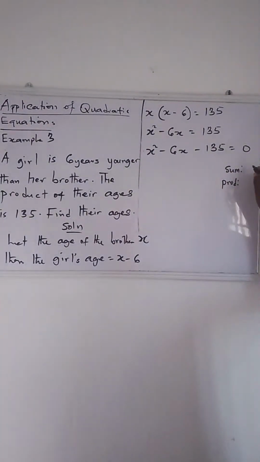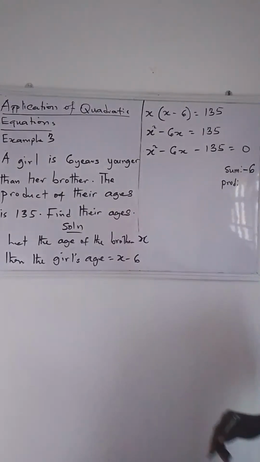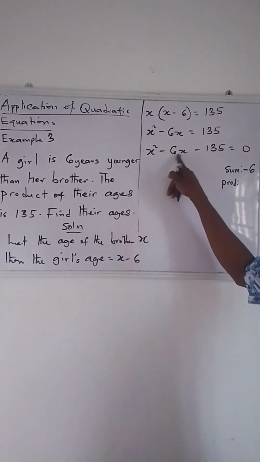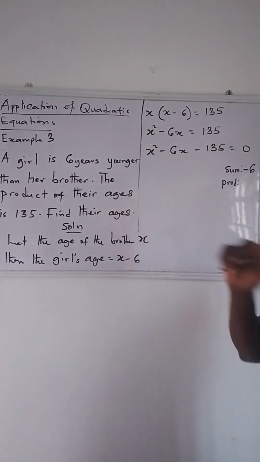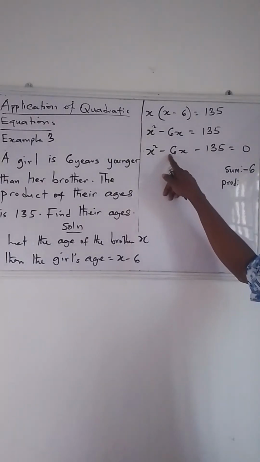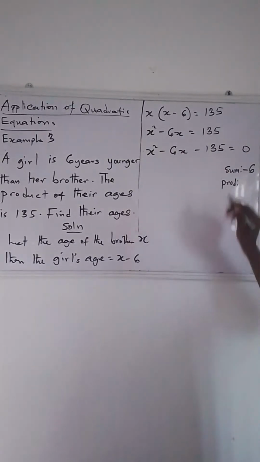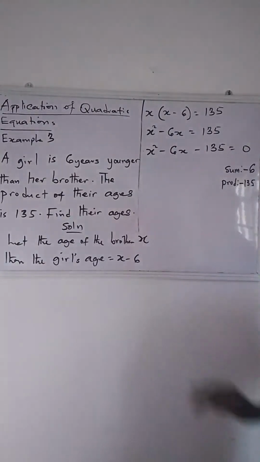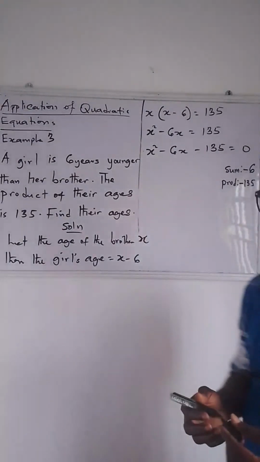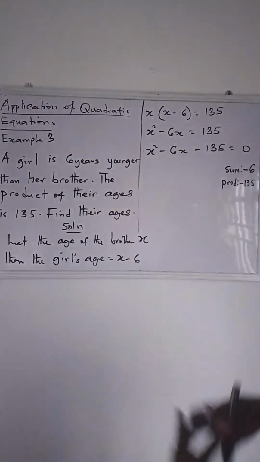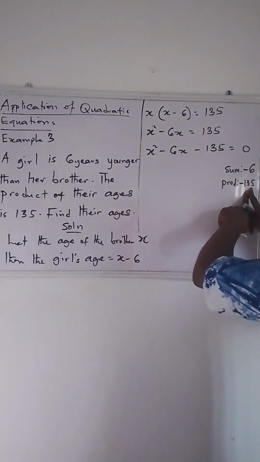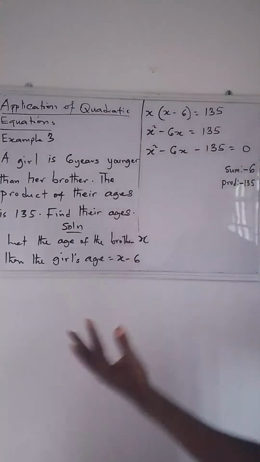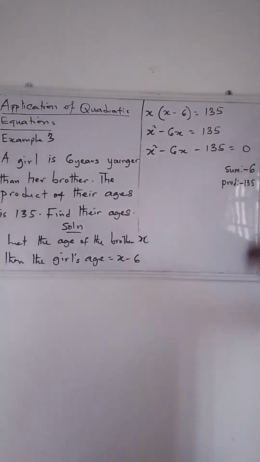Yes, the sum is minus 6 and not 6. It is the coefficient of x. So make sure you don't make that mistake of the sign. You can see there's a negative sign here. So don't forget. And the product is minus 135. Now, the next thing is to look for two numbers such that when you multiply together, you have minus 135, and when you add the numbers together, you have minus 6.